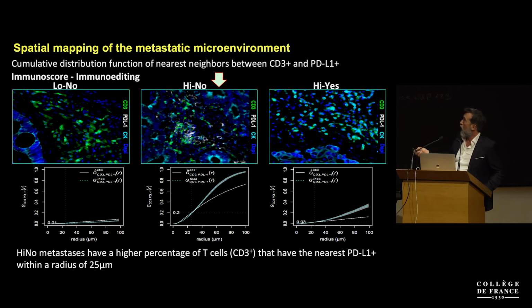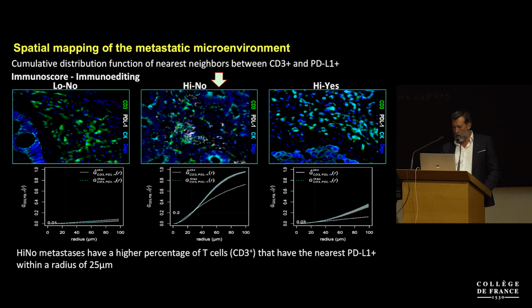In contrast, in the high immunoscore group with no immunoediting, one of the immune escape mechanisms that we could clearly see from these graphs was the proximity distance between T cells and PD-L1 positive cells. These metastases, having no signs of immunoediting, besides the fact that they have high densities of T cells, had in fact a close proximity of PD-L1 to T cells.